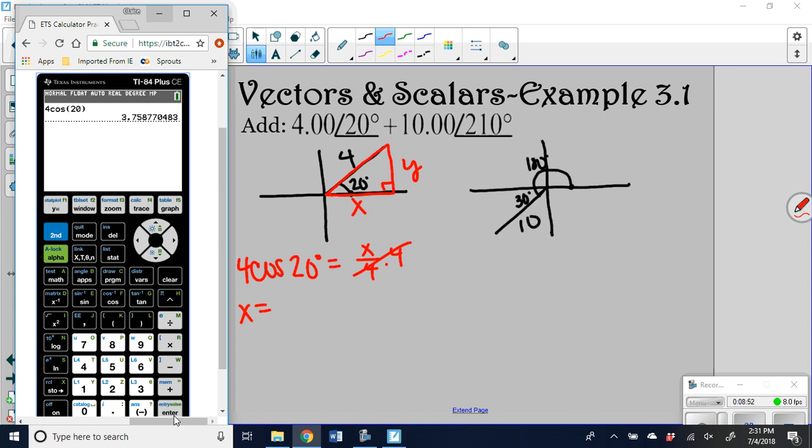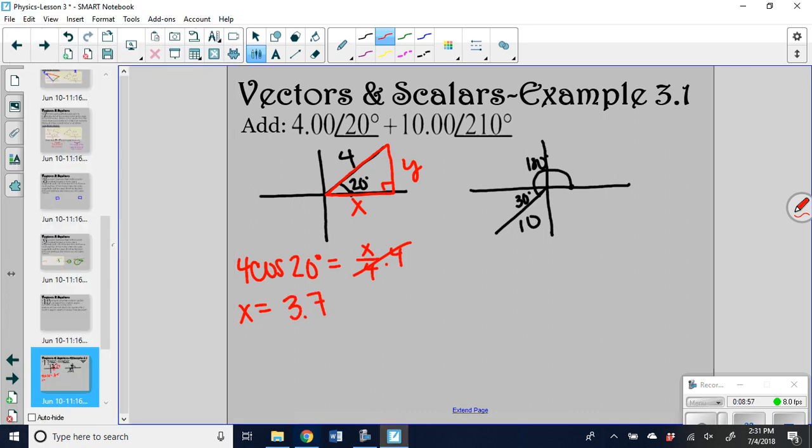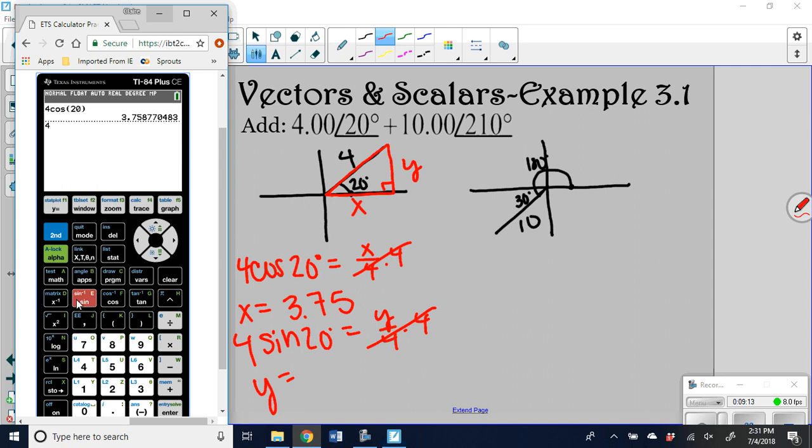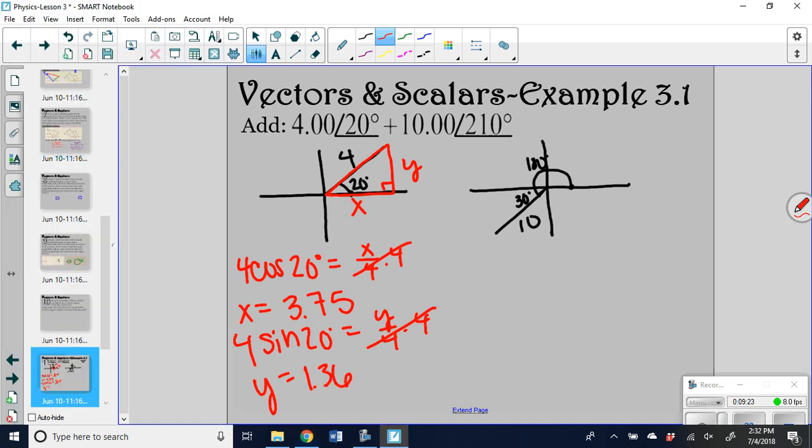And I get 3.75, I'll say. And then for y, we're going to get the sine of 20 is y over 4. And then multiply by 4. And you're going to plug that into your calculator. So for sine of 20 gives you 1.36, we'll say. So that's the first thing you're going to do.